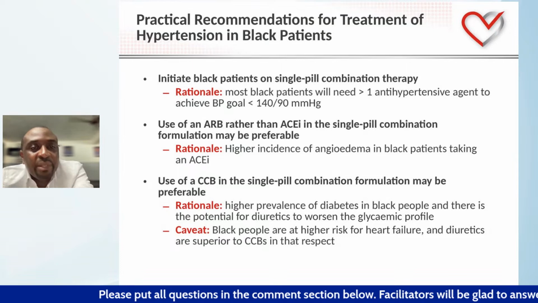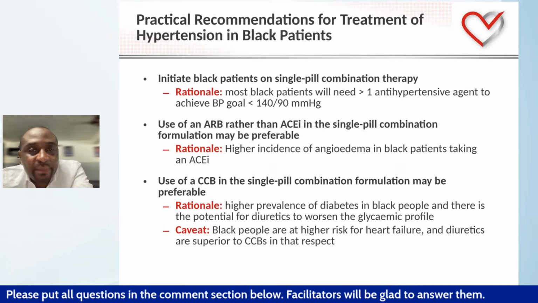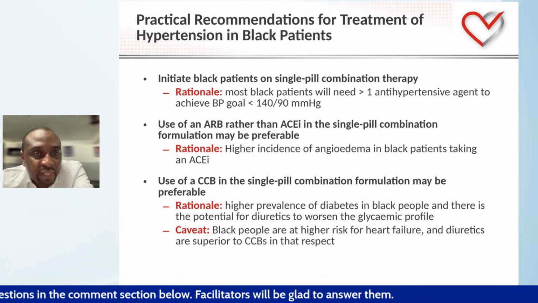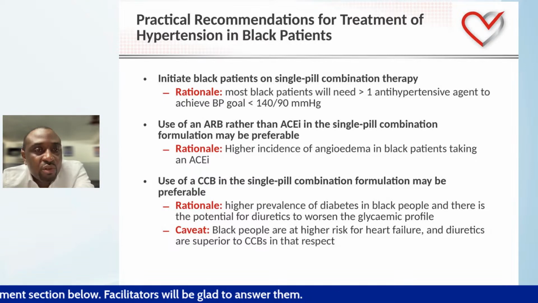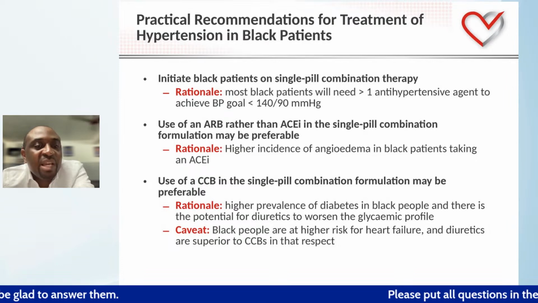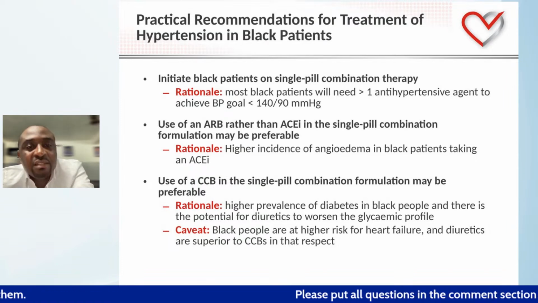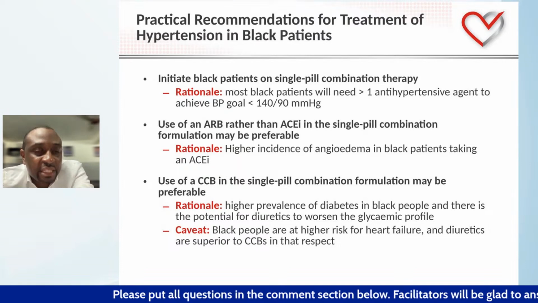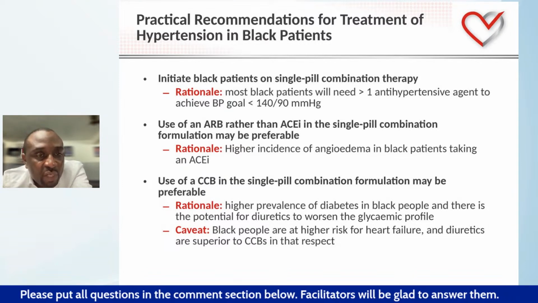Rationale is that most Black patients will need more than one antihypertensive agent to achieve BP target of less than 140/90. The use of ARB rather than ACE in a single pill combination formulation may be preferable because there's a higher incidence of angioedema in Black patients taking ACE inhibitors, even more common among females.